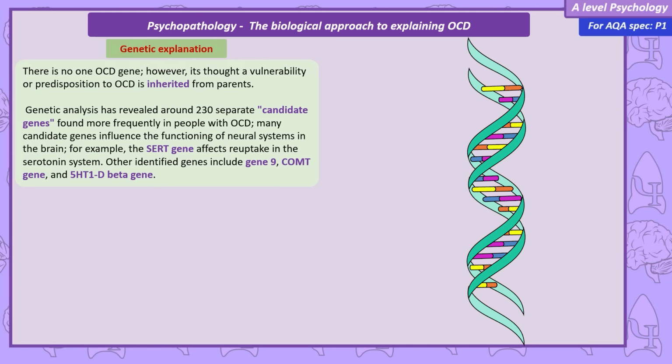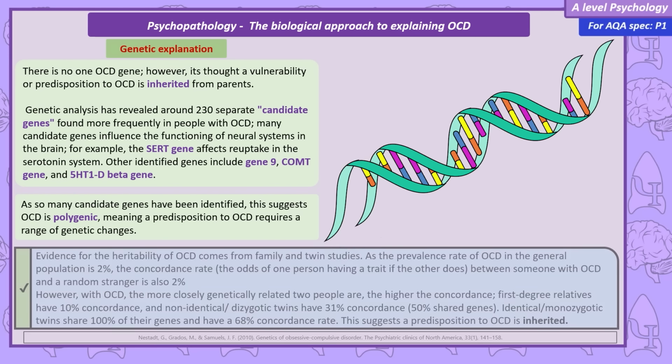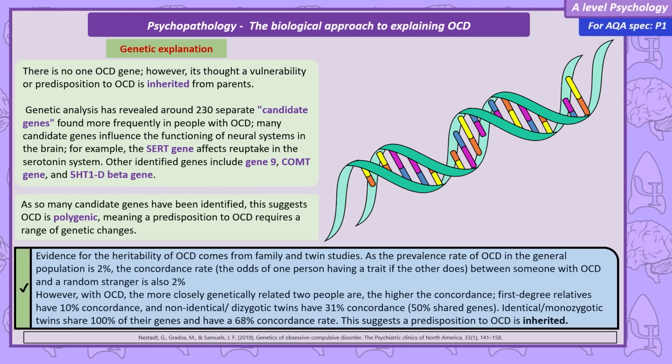However, in total, there are as many as 230 separate genes that could be involved in some way in the development of OCD. This means OCD is polygenetic. Family studies also indicate a genetic origin to OCD. The prevalence rate of OCD in the general population is 2%. However, if an individual has OCD, the likelihood that their first-degree relatives have OCD, known as the concordance rate, rises to 10%. This increased risk is arguably due to shared genetics, with first-degree relatives sharing 50% of their genes.